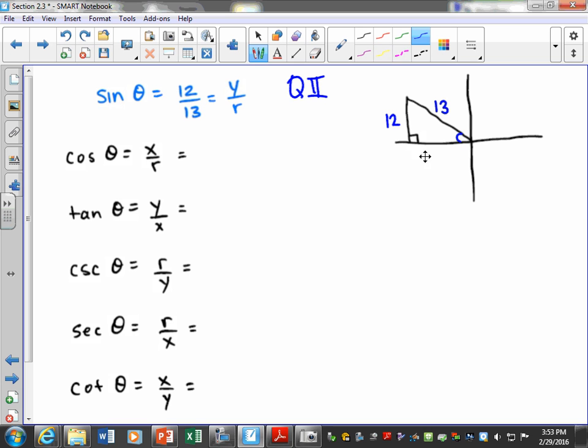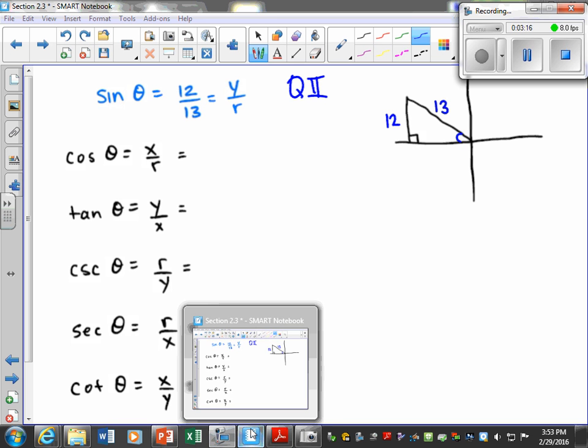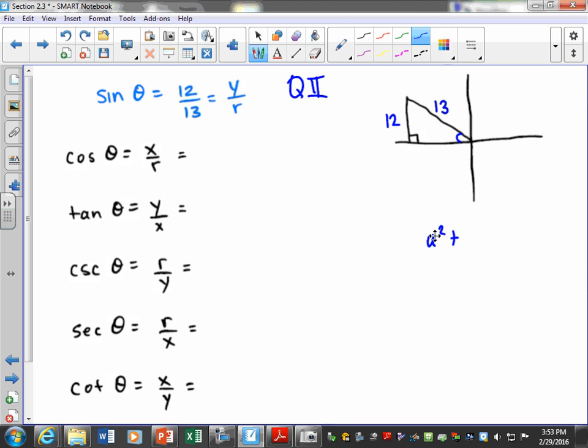Well, how can we find this missing side? We can just use the Pythagorean theorem. So we'll do that to the side. We'll just say a squared plus b squared equals c squared. We'll just solve for side a. Side a we're going to look for, we'll let 12 be our b. Remember, your longest side always has to be your hypotenuse. It has to be the c.